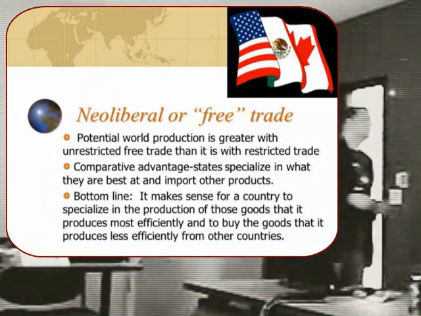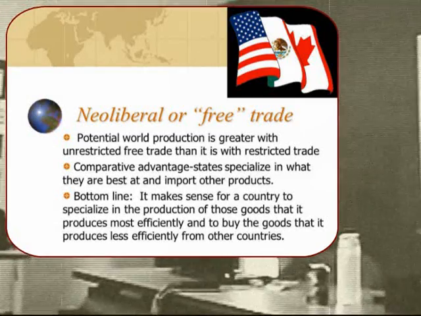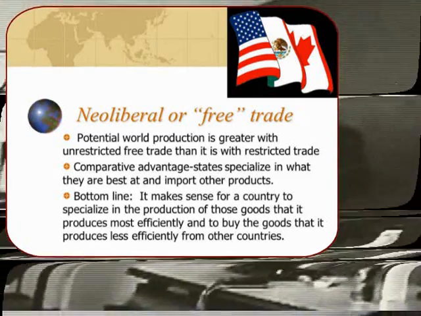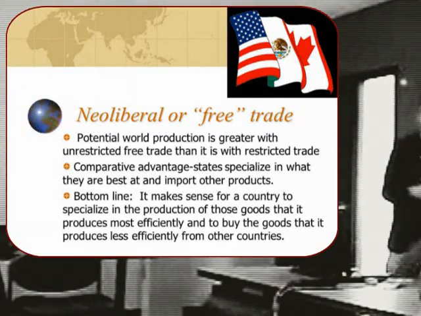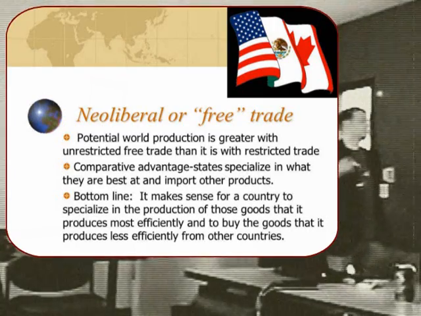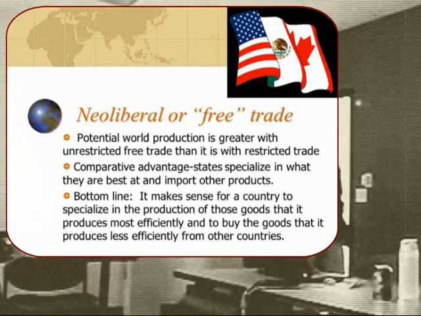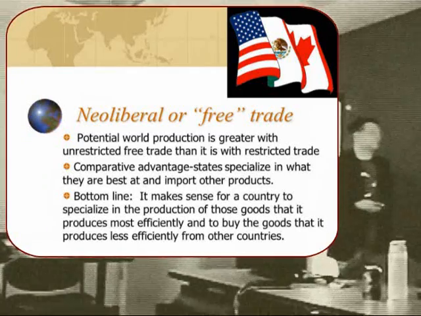Enter this notion of neoliberalism, or free trade. If you assume some of these principles, then there may be an opportunity to engage in trade, even under that scenario, which we'll return to shortly. Neoliberal or free trade assumes that potential world production is greater with unrestricted free trade than with restricted trade. It argues comparative advantage: countries specialize in what they're best at and import other products. The bottom line is that it makes sense for a country to specialize in the production of the things it does most efficiently, and to buy the goods it produces less efficiently from other countries.